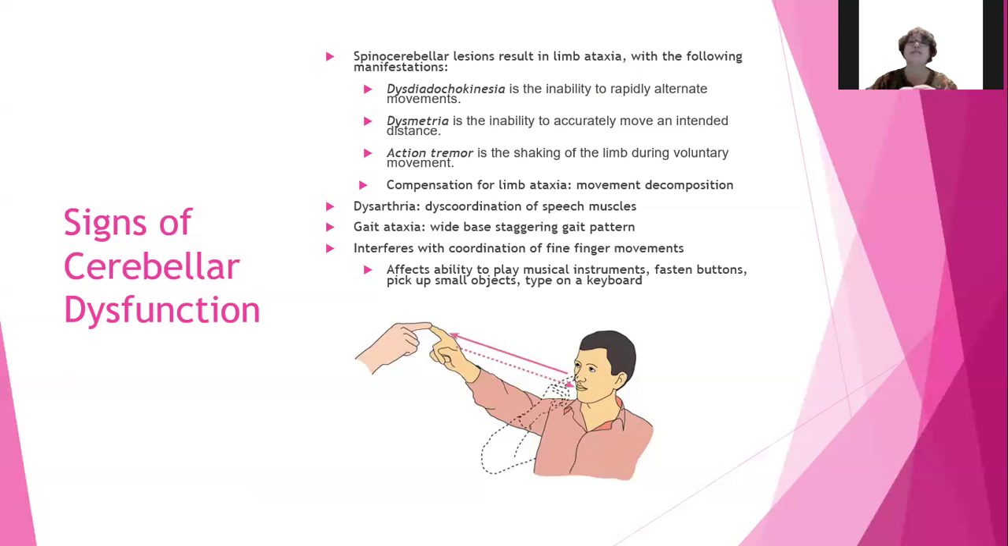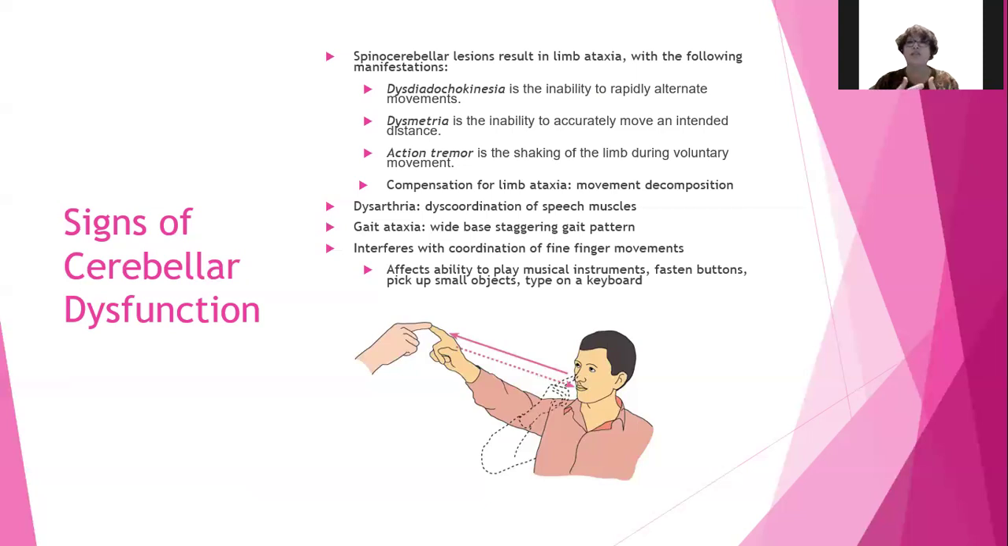Action tremor is the shaking of a limb during voluntary movement. So that's common with cerebellar dysfunction. There's also resting tremor, and that is more common with basal ganglia dysfunction. The action tremor with cerebellar dysfunction tends to get worse at the far end of the movement, the finishing part of the movement. So in compensation for limb ataxia, you often get movement decomposition, where you can do part of a movement, but you can't do the whole movement.